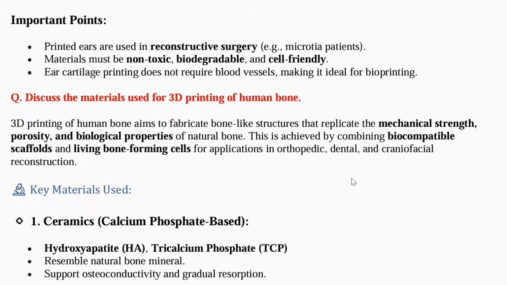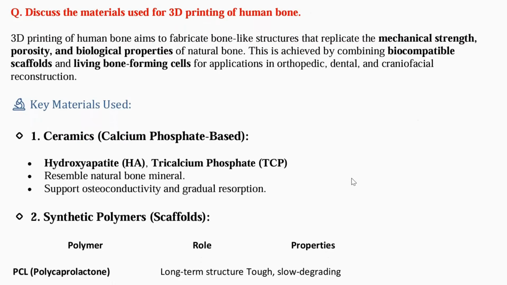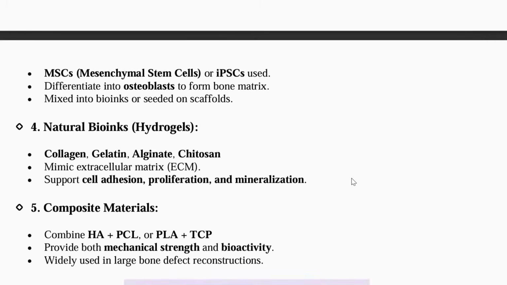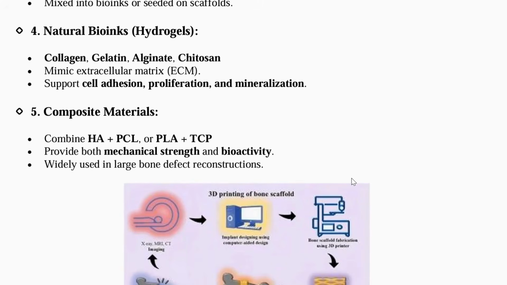Then discuss the materials used for 3D printing of human bone. 3D printing of human bone aims to fabricate the bone-like structures that replicate the mechanical strength, porosity, and the biological properties of natural bone. This is achieved by combining biocompatible scaffolds and the living bone-forming cells for applications in orthopedic, dental, and craniofacial reconstructions. Key materials are ceramics, calcium phosphate paste, synthetic polymers, PCL, PLA, PLGA, natural bioinks, hydrogels, composite materials, we combine HA plus PCL or PLA plus TCP.